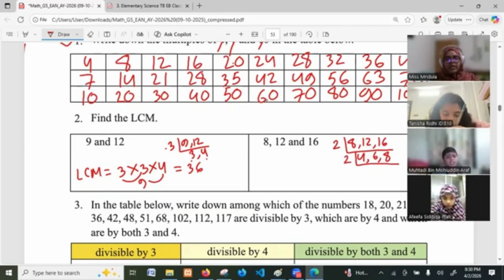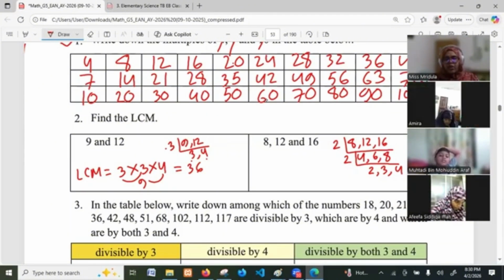So we can take 2. Yes, 2 2s are 4, 3, and 4. Now you can see only 2 and 4 are even, right? So I can still go on with 2, but if this were HCF, could we go on? No, right? Because they don't have a common one. But as it is LCM, we can go.